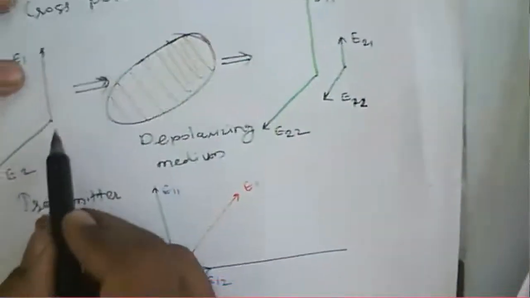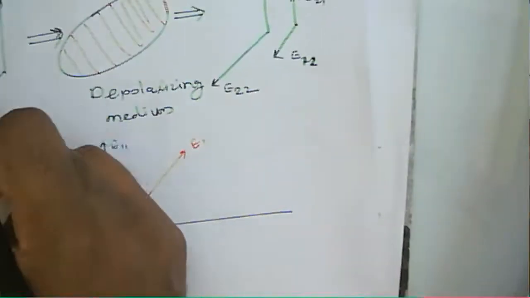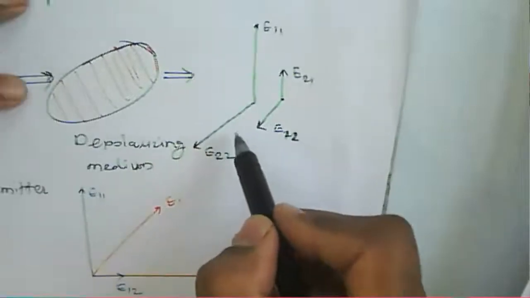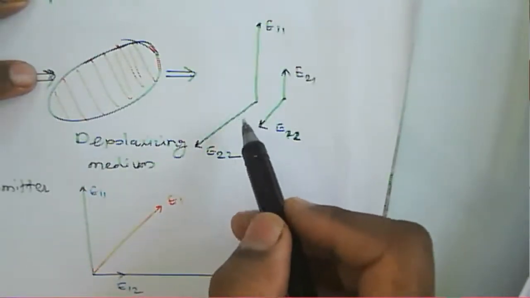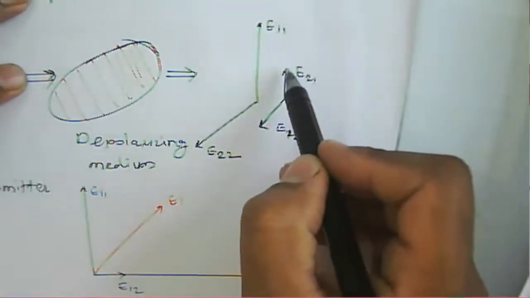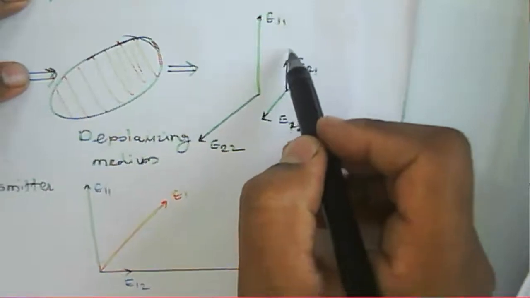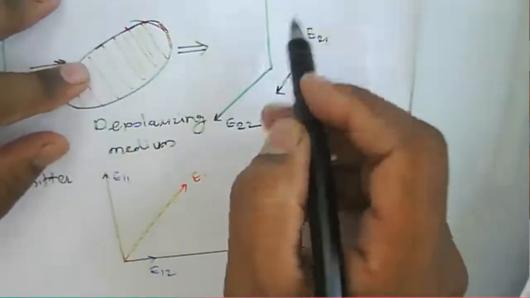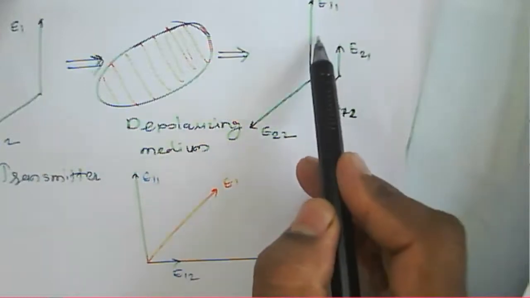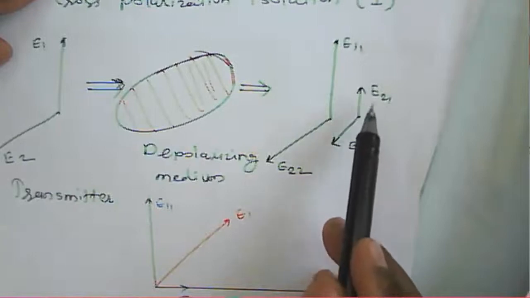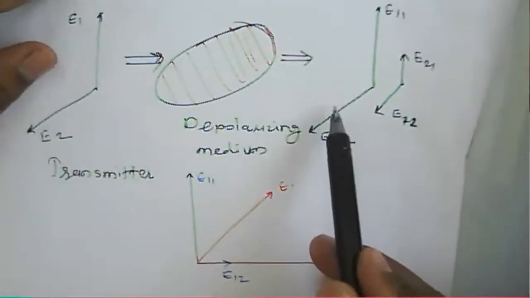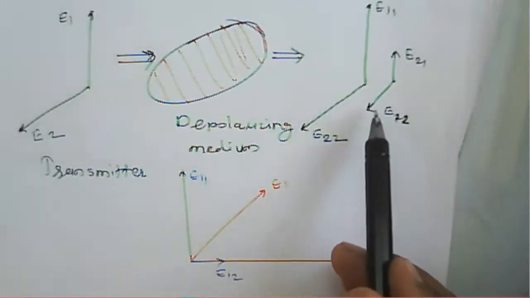Similarly, the horizontal field vector E2 will be decomposed as a copolarized vector E22 along the horizontal direction, and as a cross polarized vector E21 along the vertical direction. Now, in the vertical direction, E1 is transmitting and the desired is vertical. So in the desired direction we have E11 as the desired signal, but E21 is the undesired component. Similarly, along the horizontal direction, when E2 is transmitting, E22 is the desired component and E12 is an undesired component.